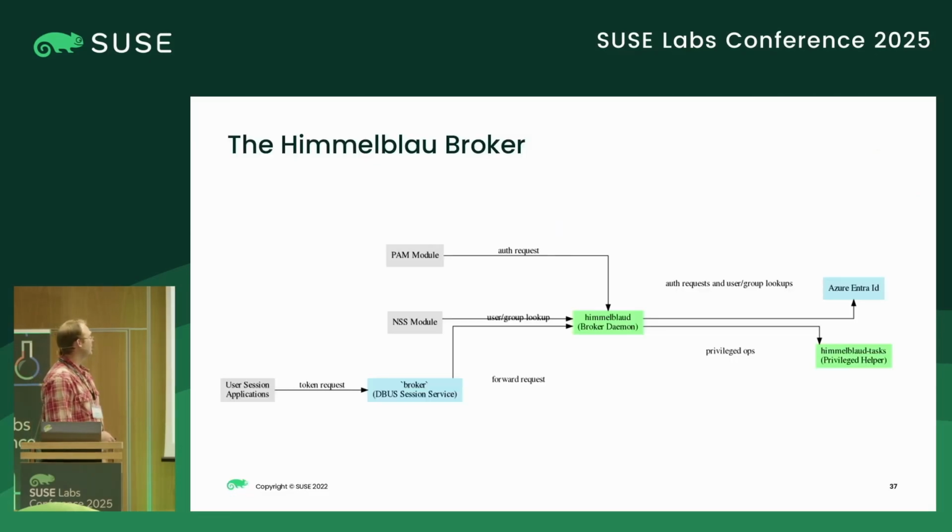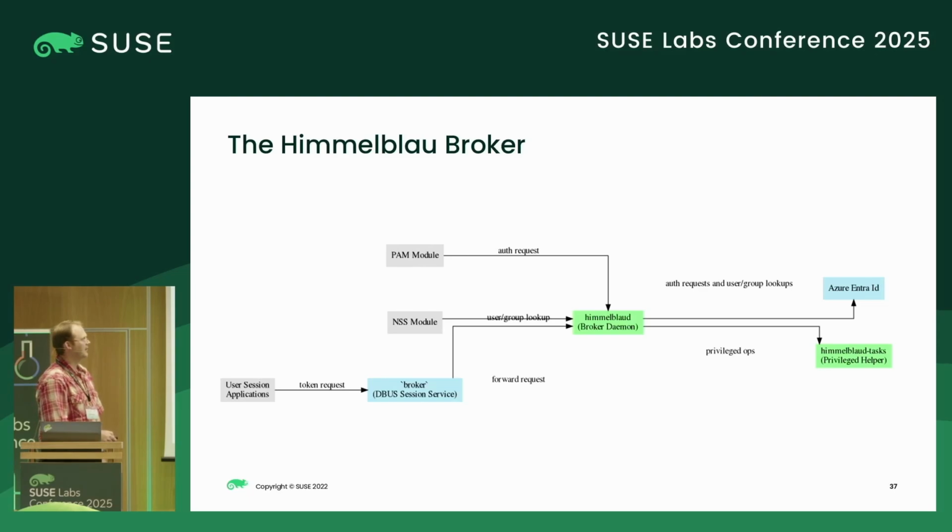Okay, so basic architecture. This is how it works. We've got the PAM module and NSS module. NSS does user and group lookup, while the PAM module does the authentication requests. We have a central daemon called Himmelblau D that does most of the operations. This compiles with libhimmelblau, and libhimmelblau is the back end that does all of the fancy footwork. So Himmelblau D will send off requests to Entra ID and forward those on to the other services.